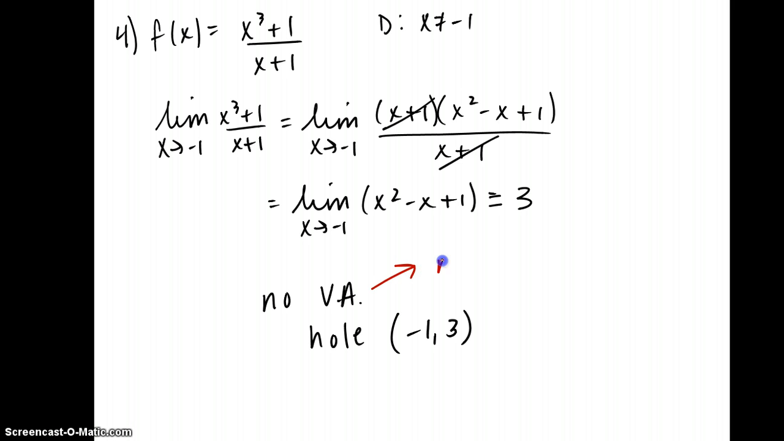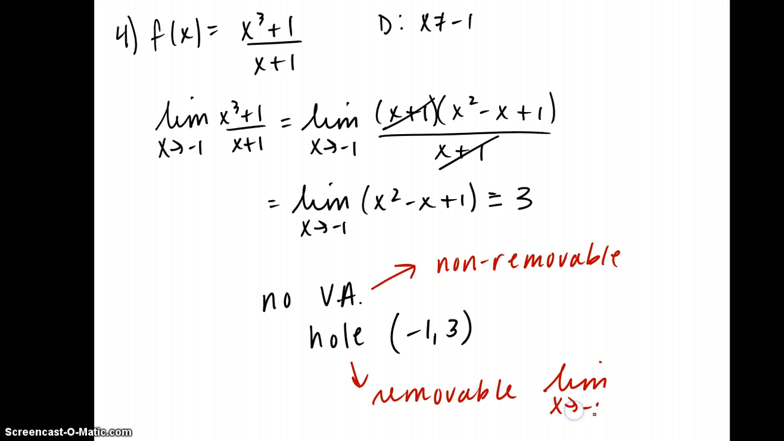A vertical asymptote is a non-removable discontinuity. A hole is a removable discontinuity. What separates these two categories? The existence of a limit. Limit as x approaches negative 1, we were able to find a limit. That's why the vertical asymptote wouldn't exist on the graph of the function.